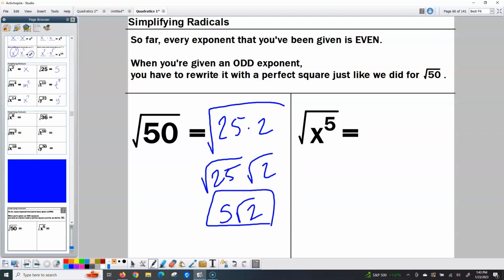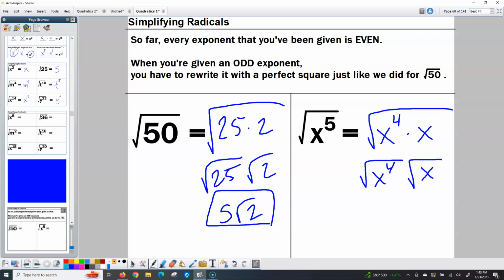So when I have x to the 5th, what's the largest perfect square that goes into x to the 5th? Well, it's the one right next door to it. It's x to the 4th times x to the 1st. So I could rewrite that as square root of x to the 4th times square root of x. And I know the square root of x to the 4th because that's an even exponent. That's x squared, square root of x.